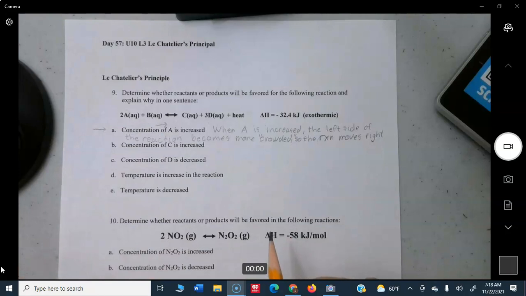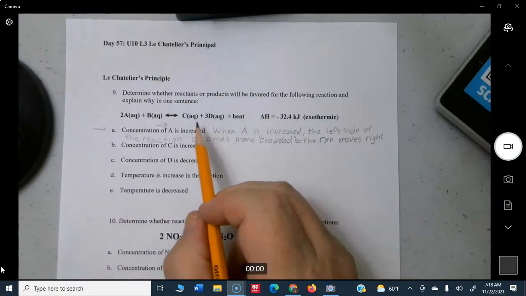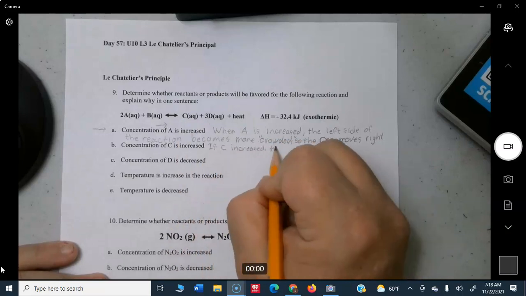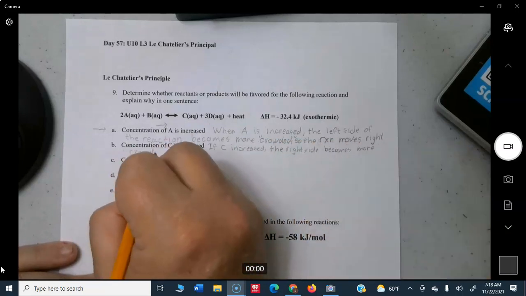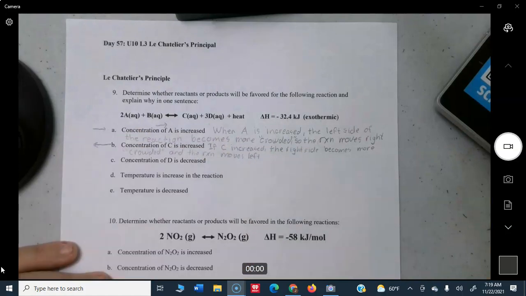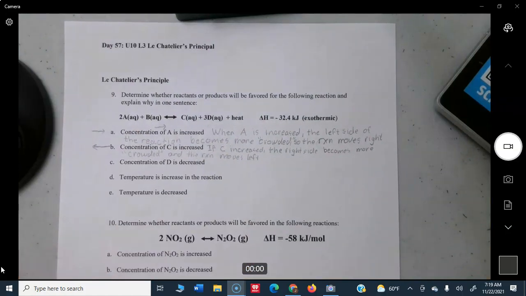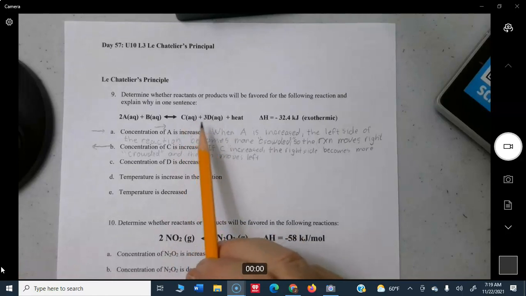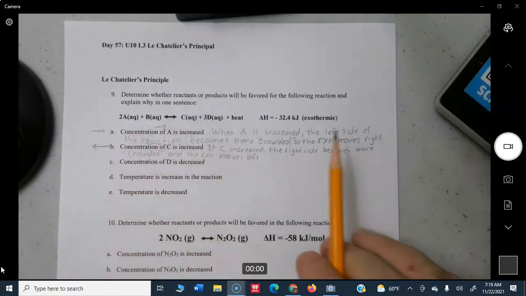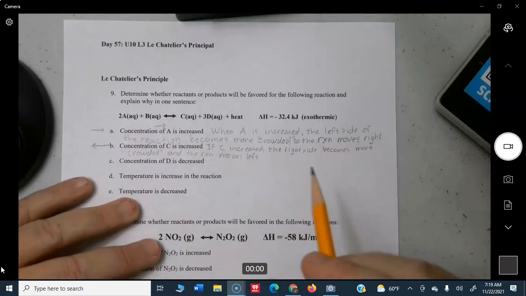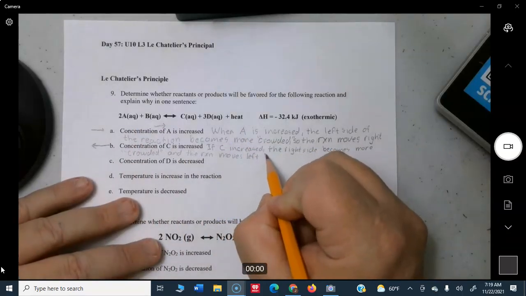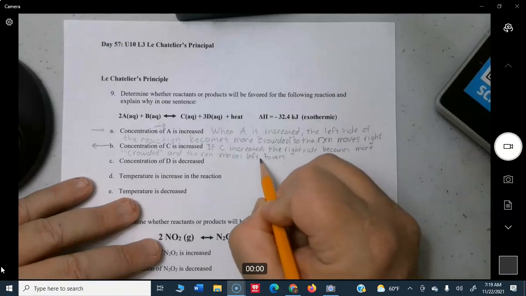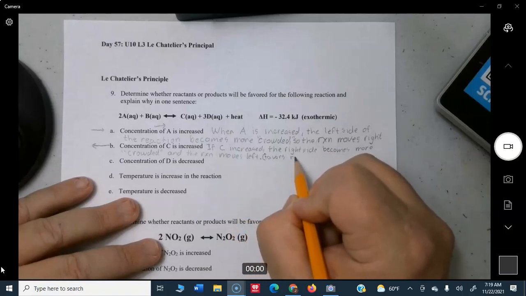Concentration of C is increased. So over here, I'll write in kind of a shorthand now. If C is increased, the right side, this side over here, becomes more crowded, and the reaction moves backwards. It moves in the reverse direction. And I should use the term favors. I didn't have room up in the first problem. Favors reactants.